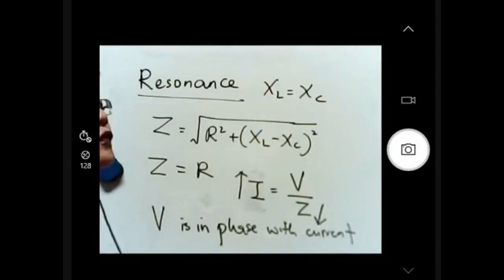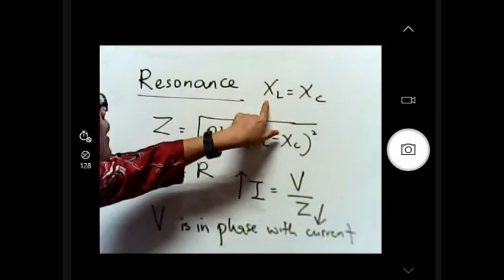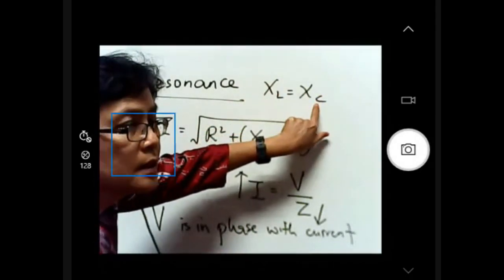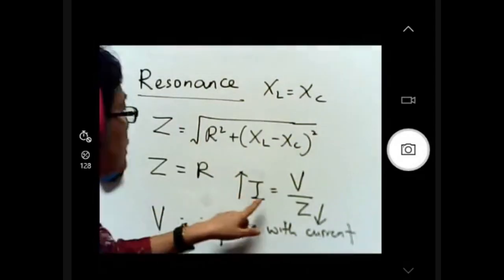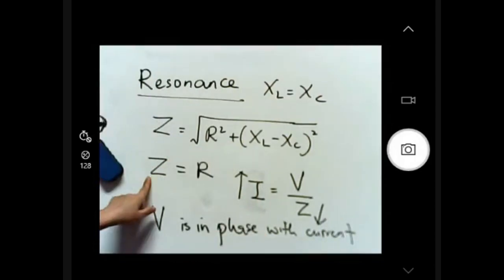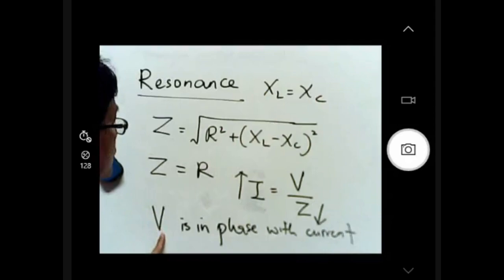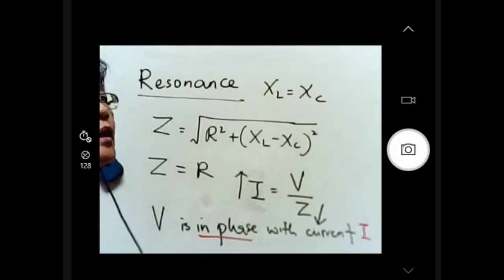So these are the information you need to know. Resonance occurs when inductive reactance equals capacitive reactance, and then the current is maximum. The impedance is at minimum value, and then source voltage is in phase with current. These are the information that you need to know.